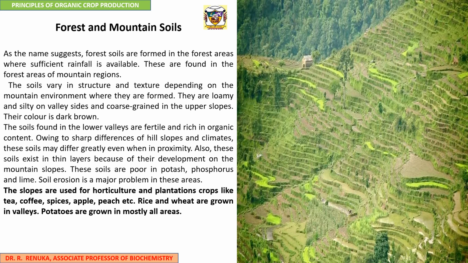The slopes are used for horticulture and plantation crops like tea, coffee, spices, apple, peach, etc. Rice and wheat are grown in valleys. Potatoes are grown mostly in all areas.